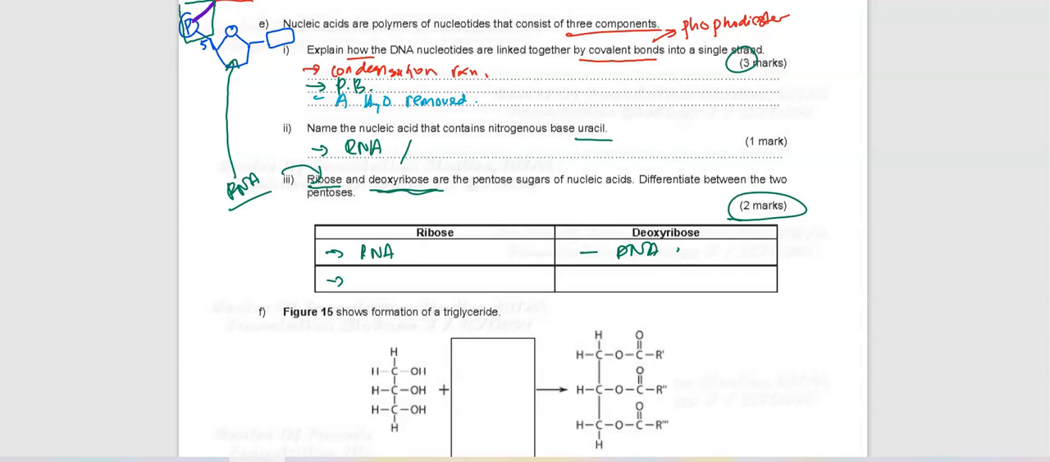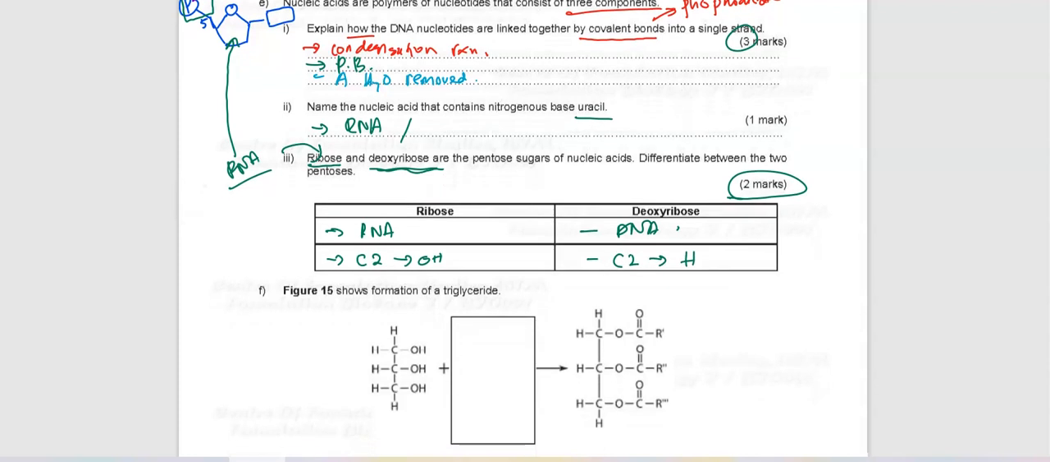So you have to describe for carbon number 2. For carbon number 2, there is presence of hydroxyl group, and as for deoxyribose, at carbon number 2, there is presence of hydrogen atom.